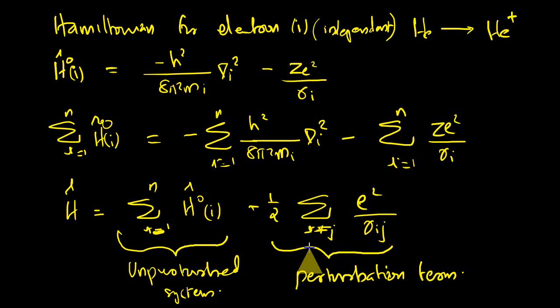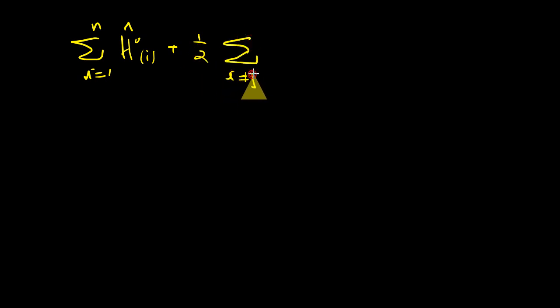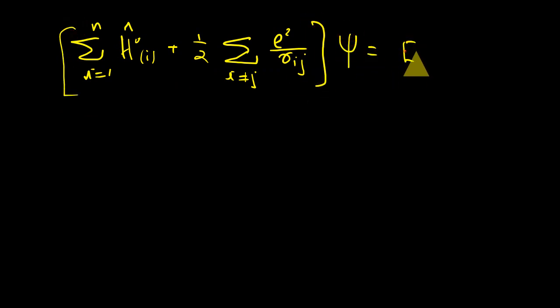Now what can we do? How can we write the wave equation in this case? The wave equation in this case is H cap psi equal to E psi. So we can write the wave equation like sigma i equal to 1 to n, H cap 0 i plus half sigma i not equal to j e square divided by r ij, that is the Hamiltonian, psi equal to E psi. So this is the Schrodinger wave equation for the n electron atom. Now, how to solve this Schrodinger wave equation? That is the problem. I said that exact solution is not possible. Then what will we do? We have to take some approximation methods.